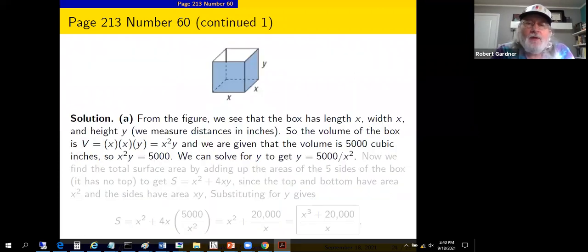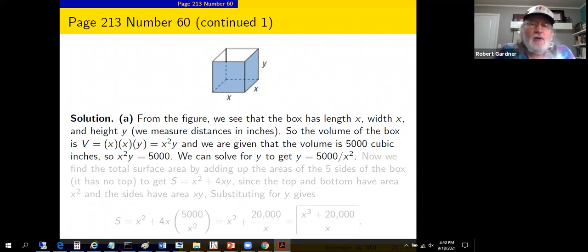First, they want surface area as a function of x. From the figure, we have a box of length x, width x, and height y. They gave us this picture, so we're good there. The volume of the box, in terms of those symbols, would be x times x times y, length times width times height. It'd be x squared y. And your total volume is 5,000 cubic inches. So you have the relationship, volume is x squared y equals 5,000 cubic inches. x and y must be measured in inches.